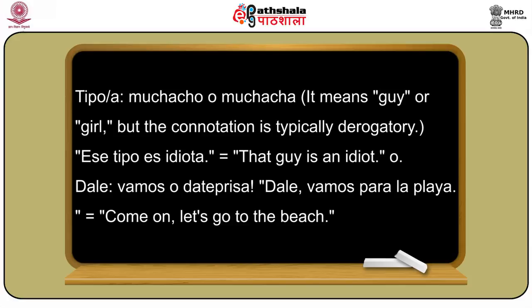Dale, vamos a darte pizza. It can also mean come on or hurry up. Dale, vamos para la playa. Come on, let's go to the beach.